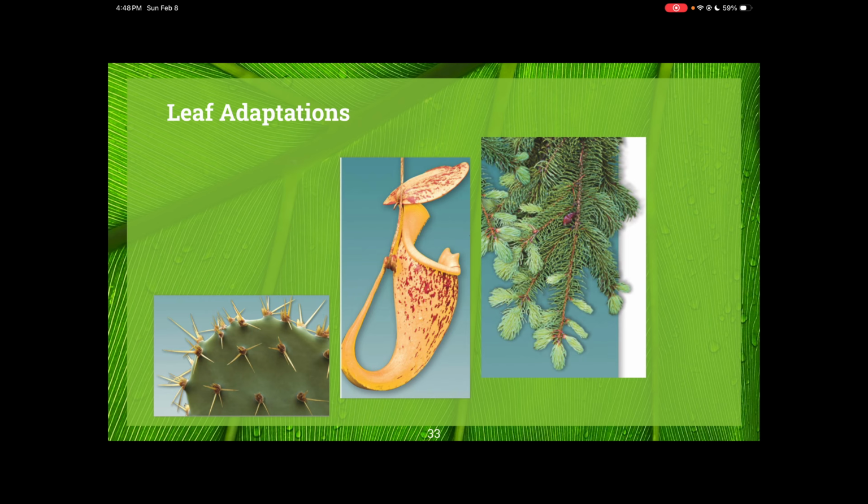Pine needles are very, very skinny leaves, so very few stomata because sometimes they have dry seasons and they can't get the water they need and they don't want to lose water. And of course, the spines for the cacti. All right, we'll stop right there.